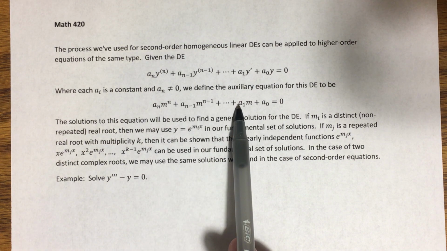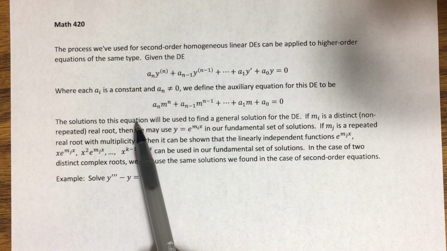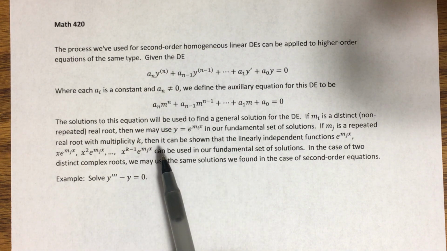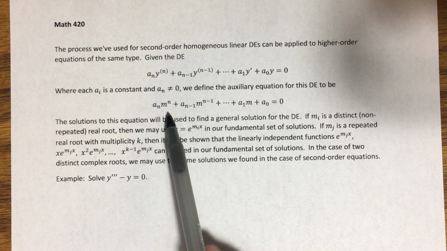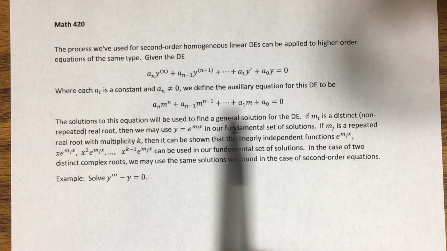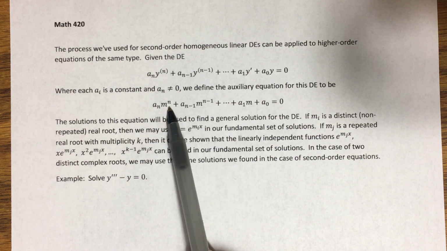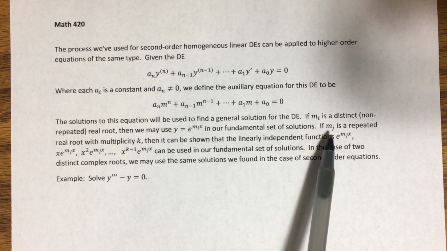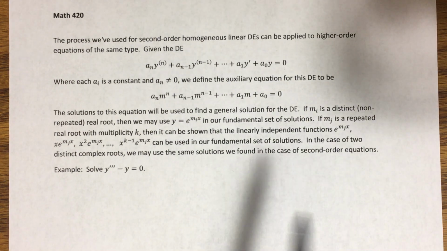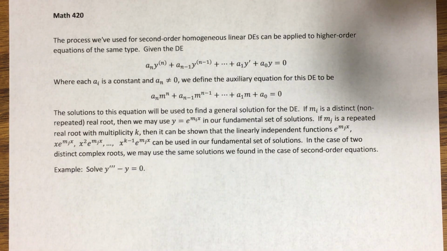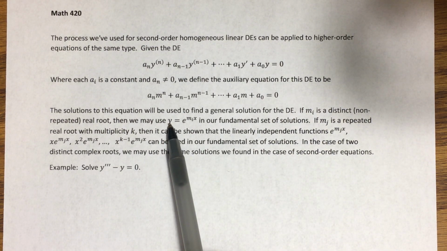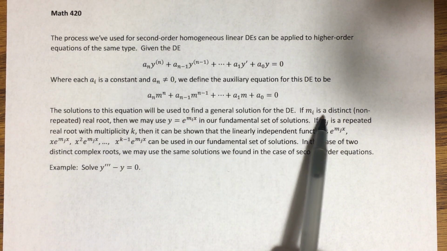We can find distinct solutions, so solutions that only appear from a single linear factor once you factor this. We can have repeated real roots, and in the case of an nth degree polynomial, that repeated root can repeat more than twice. It can repeat up to n times, and we call the number of times that the factor that gives us that root shows up in the factored form the multiplicity of that root. But in the event that we have a distinct real root, we'll be able to use the following solution: y equals e to the m_i x, where m_i is that one distinct root.